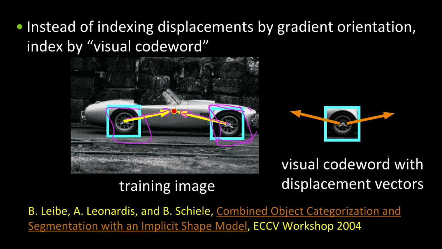So these features are referred to as visual code words, which I'll describe in just a minute. And the idea is that I would have a table based upon the code words, and associated with each code word is the set of displacement vectors that I have to vote with every time I find that feature anywhere in the image.